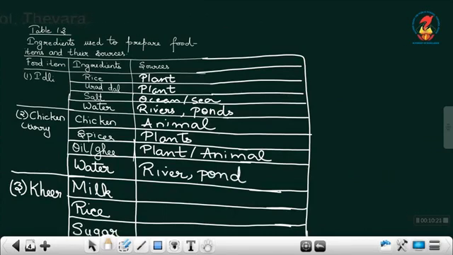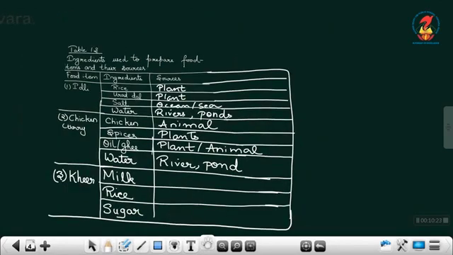The third food item is kheer. Now, what are the ingredients present in kheer? You have 3 ingredients: milk, rice and sugar. So, from where do you get milk? You get it from animals. From where do you get rice? You get it from plant. And from where do you get sugar? Again it is from plant. So, please fill it in table 1.3.